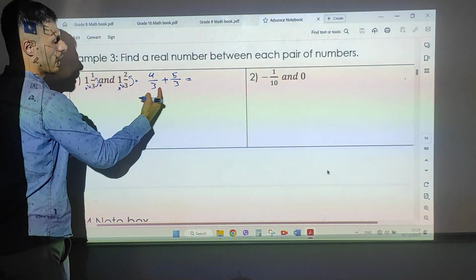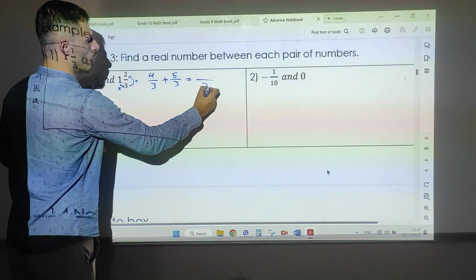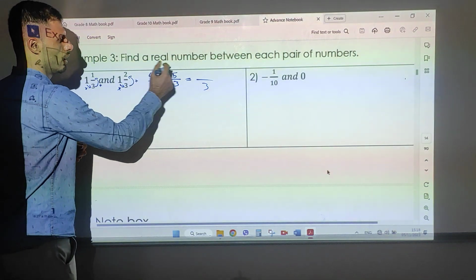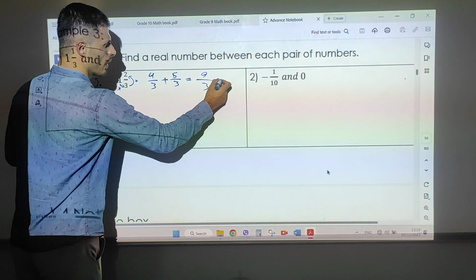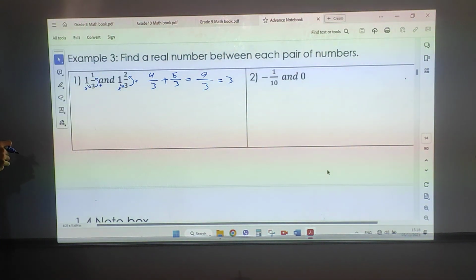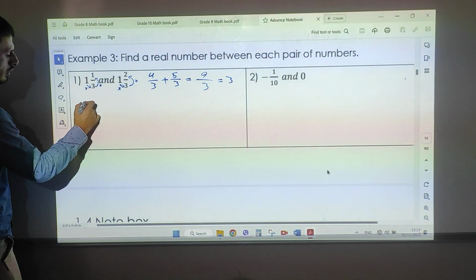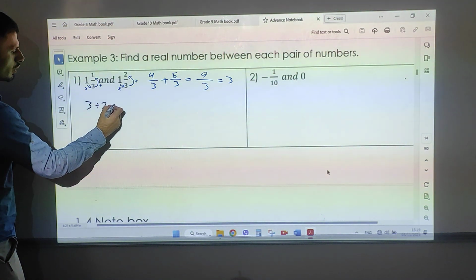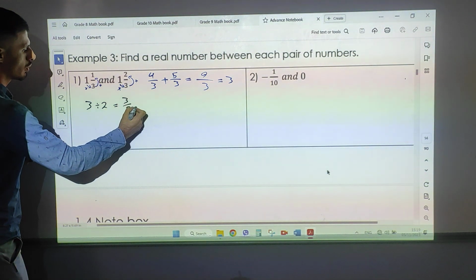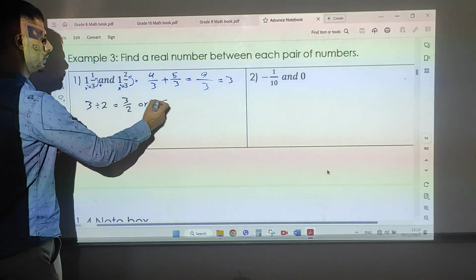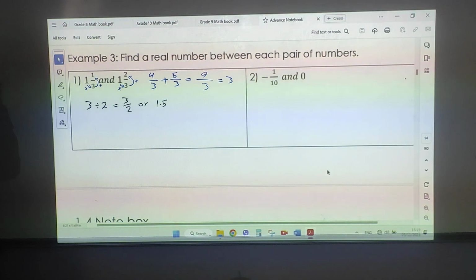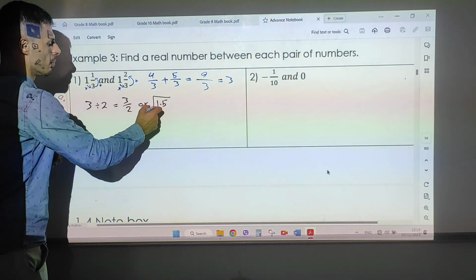When you add them, you must have same denominator. Yes, we have it. We will put back 3, and that would be 9. 9 over 3 means 3. Fine. We found the number. This is first step. You add them. Second step, you divide this result by 2. 3 divided by 2 means 3 over 2. Or we can say 1.5. That's it. 1.5 is the number between these two numbers.